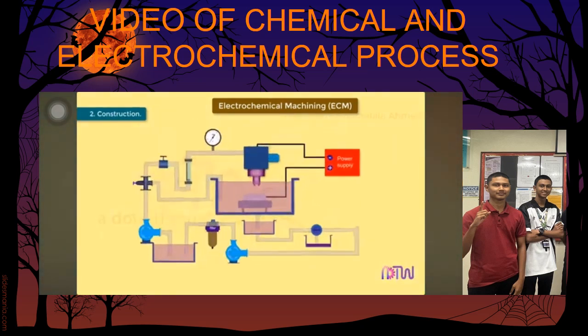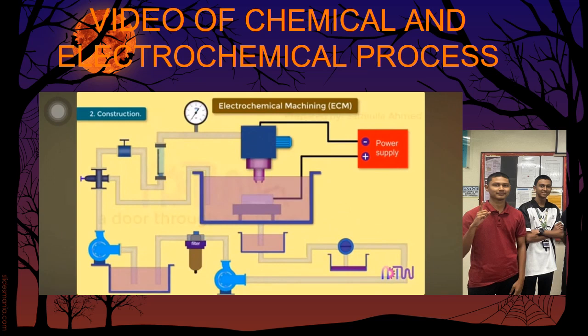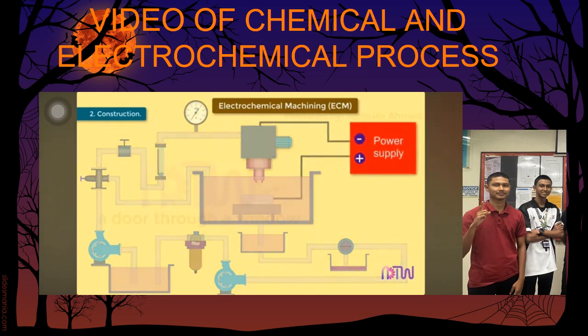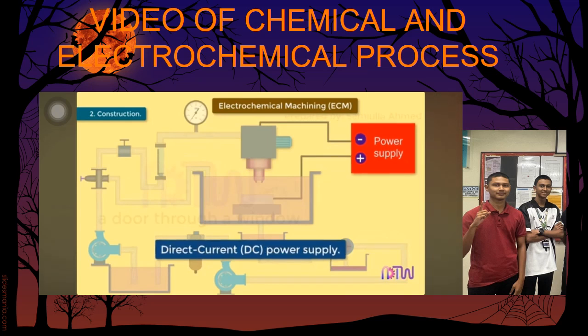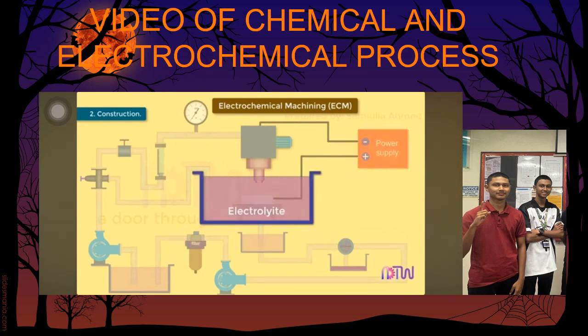Construction. Electrochemical machining setup consists of the following parts. Power supply. It requires a DC power supply for machining purposes. Electrolyte. The electrolyte has three main roles in the ECM process.